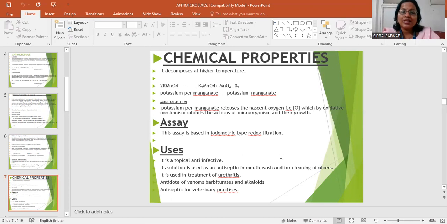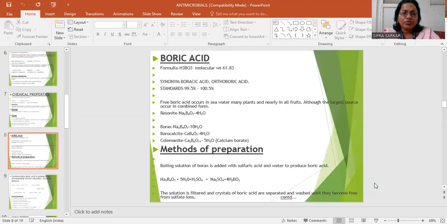The solution is used as an antiseptic in mouthwash and for ulcers also. If there are any ulcers, then the bacteria will be killed. It is used in the treatment of arthritis and as an antidote for venom, barbiturates and alkaloids. Okay, so if venom, barbiturates or alkaloids are present, it will act as an antidote. It is an antiseptic for veterinary practices also. Now the boric acid, that is another monograph. That has the formula H3BO3 and molecular weight, where the synonyms are boracic acid and orthoboric acid.